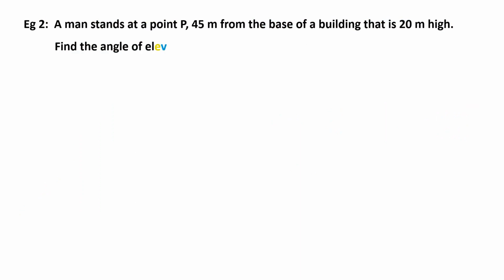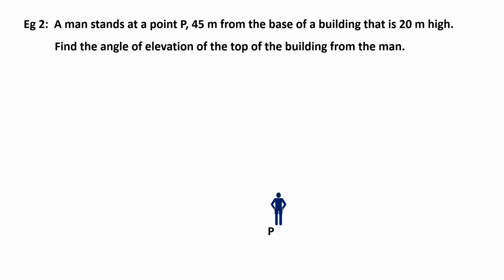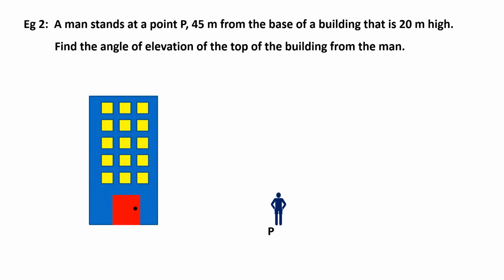Example 2 is very similar. A man stands at a point P 45 meters from the base of a building that is 20 meters high. Find the angle of elevation of the top of the building from the man. So again, we want to just get a little picture. So we've got a man and the building, and he is 45 meters from the base of the building, and the building is 20 meters high.